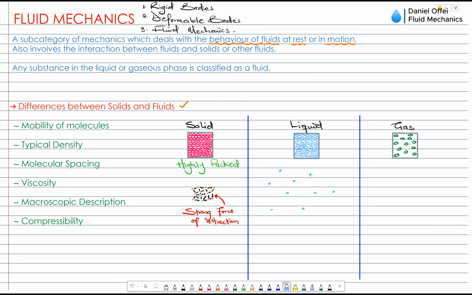Liquid particles are also packed just like solids. The only difference between liquids and solids is that the force of attraction in solids is significantly higher than that of liquids. So that makes the particles in liquids drift away from each other slightly when there is any form of deformation.